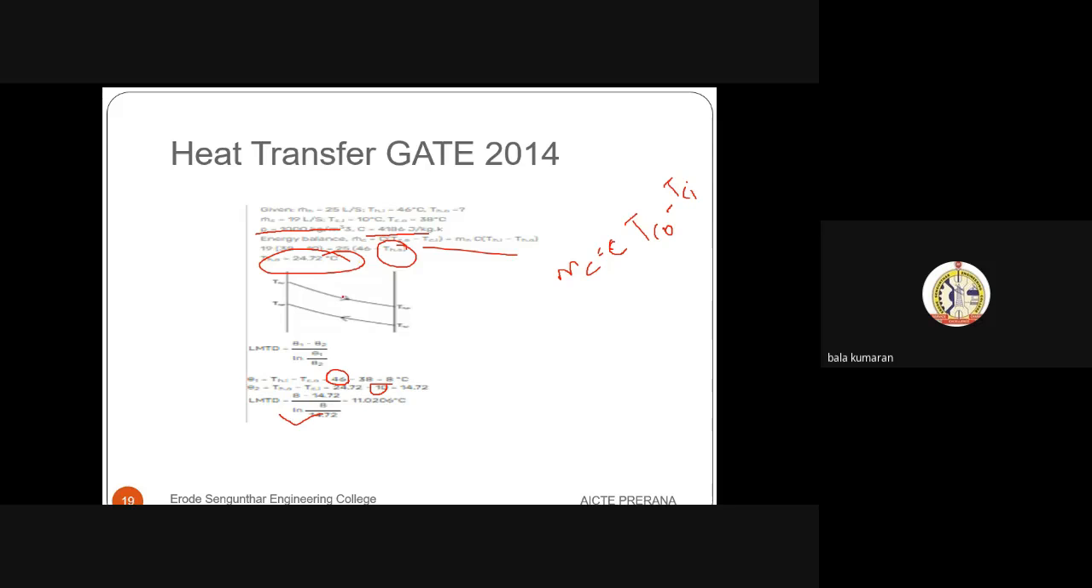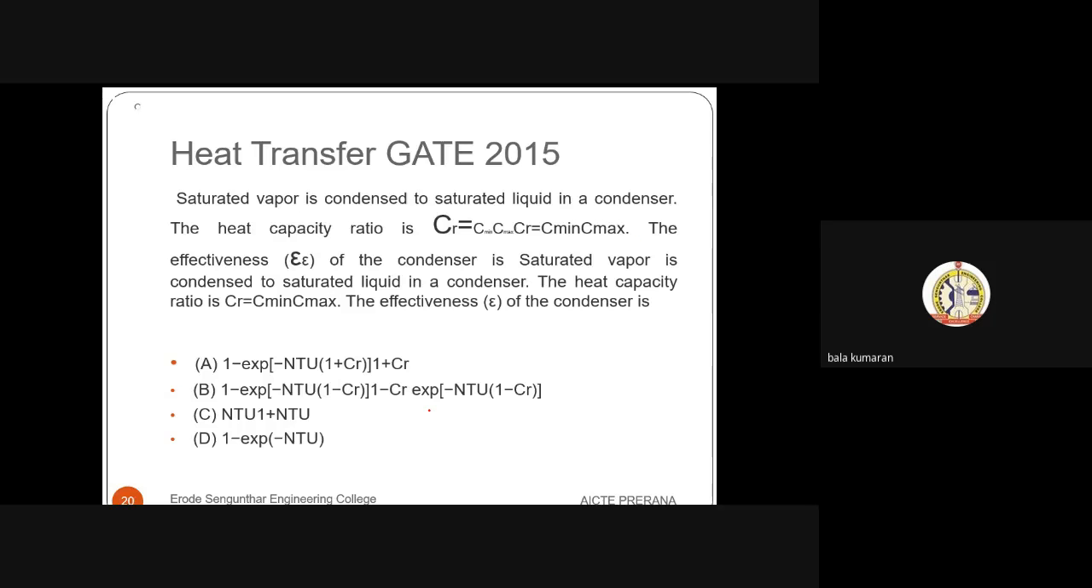You can take that and apply it in the LMTD. We will get the value as 0.0206 degrees Celsius. This is the answer. All the things come under a single formula, that is the LMTD formula and the NTU formula. If you know the simple formula, you can just apply it and find the answer. Okay, fine. The next question.